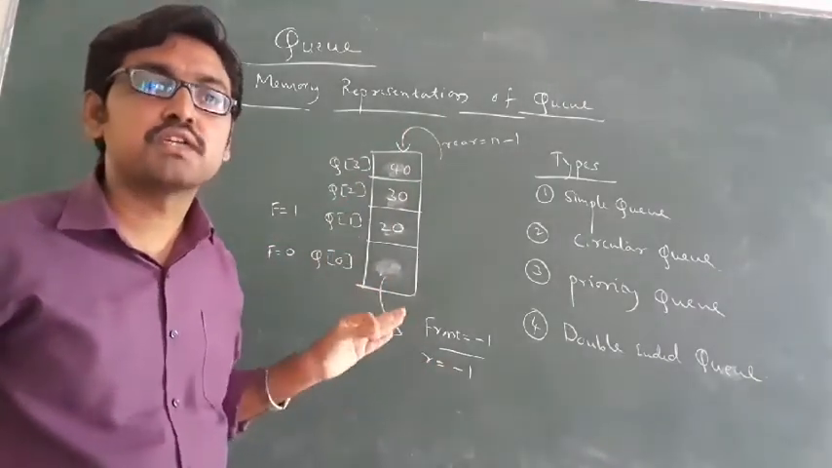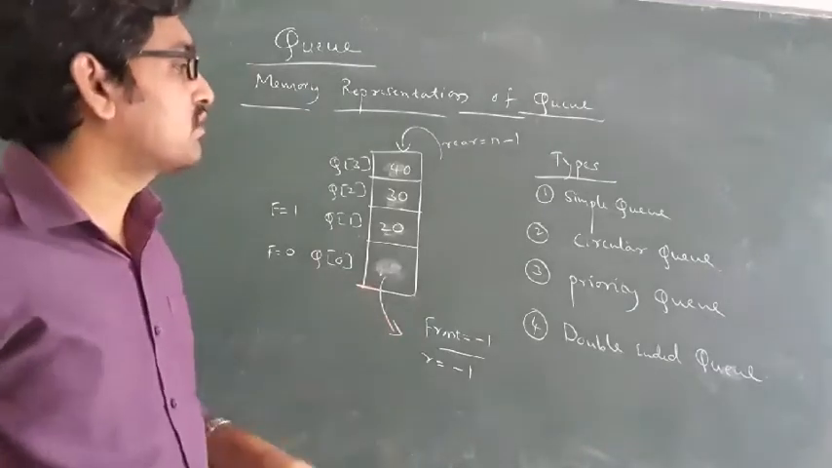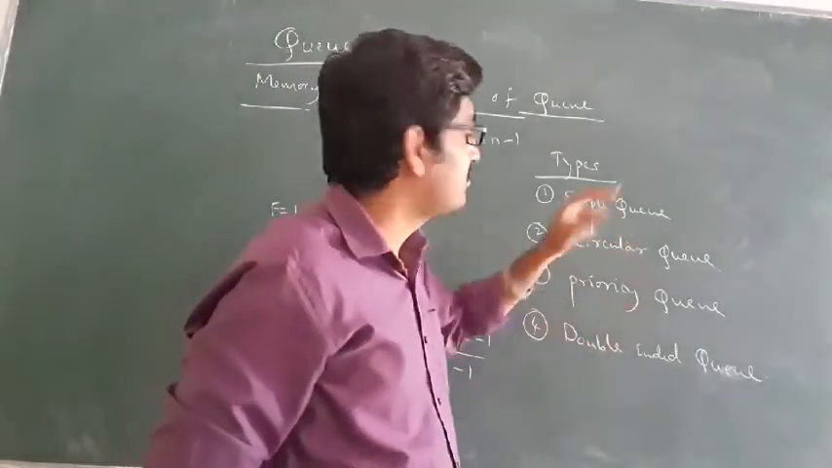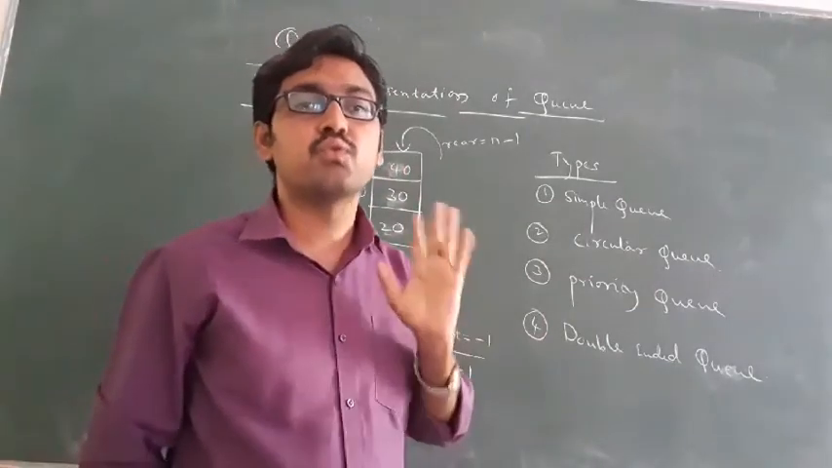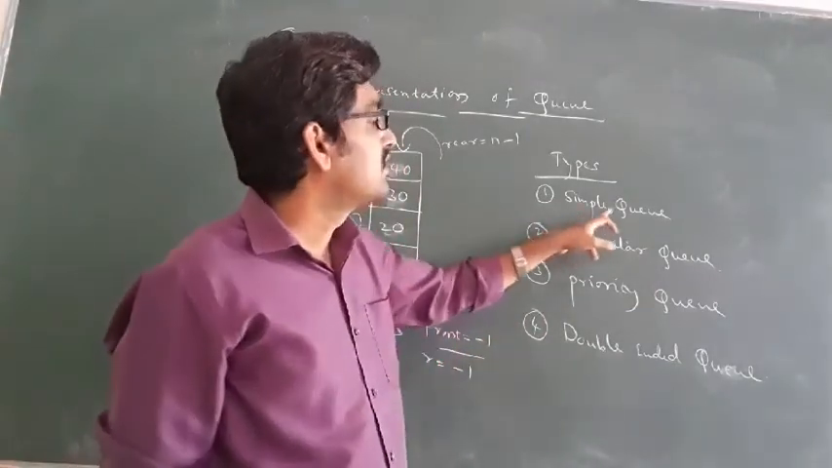Got it? This much you have to remember. Then the next one is: what are the types of queues? In the examination, a 5 marks question will be asked: explain the types of queues. Explain the first one, the simple queue.